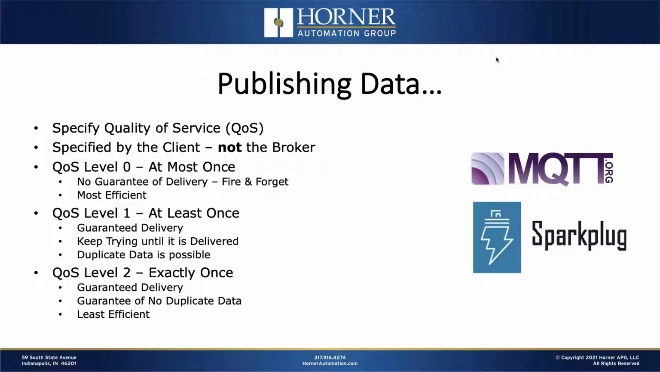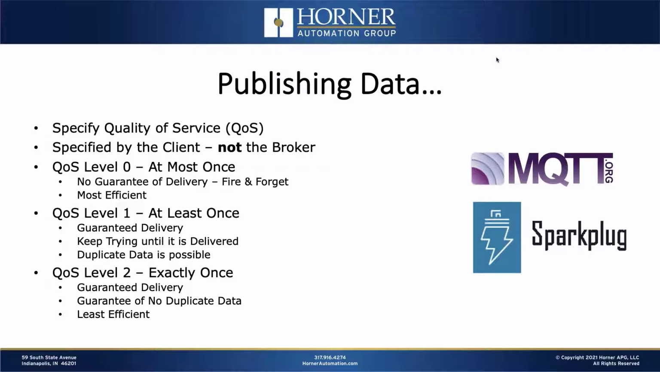There's quality of service level 0, which means that a message is only going to be sent once. There's no guarantee of delivery. It's just fire and forget. So if you're sending process data, let's say a temperature, and you're sending it every few seconds or maybe every couple minutes, then maybe missing a message or two is not a big deal. So in that scenario, maybe quality of service level 0 is perfectly fine.